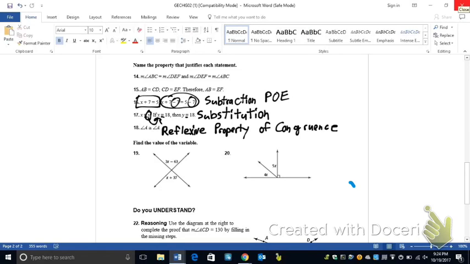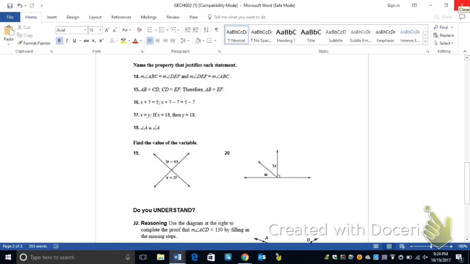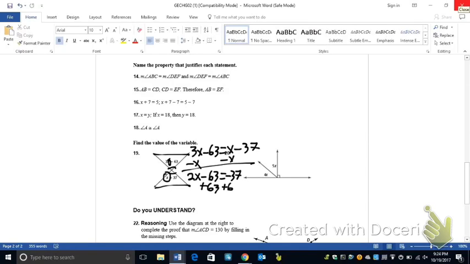So for 19, what we want to do is identify these as vertical angles. Vertical angles we know are congruent, so we just set it up as 3x minus 63 equals x minus 37. Then all we got to do is solve for x. So we're going to subtract x from both sides. That's going to give us 2x minus 63 equals negative 37. Then I'm going to add 63 to both sides. So we get 2x equals 63 minus 37, which equals 26.